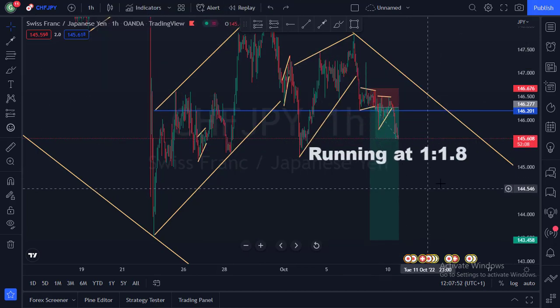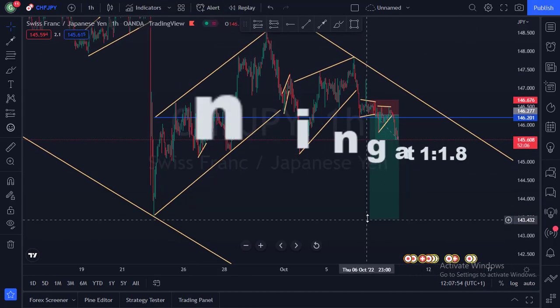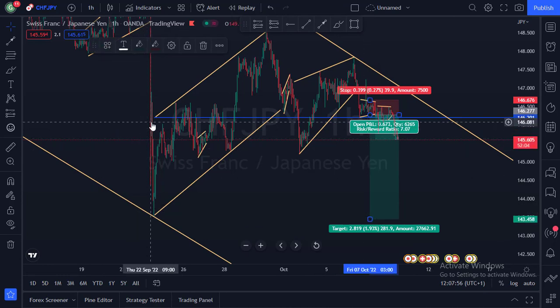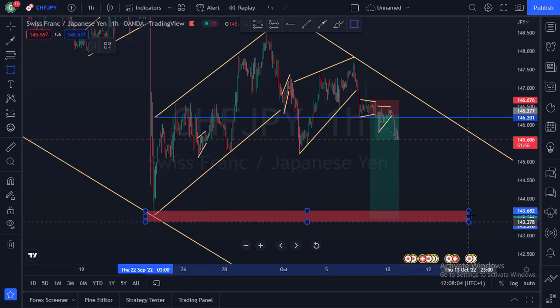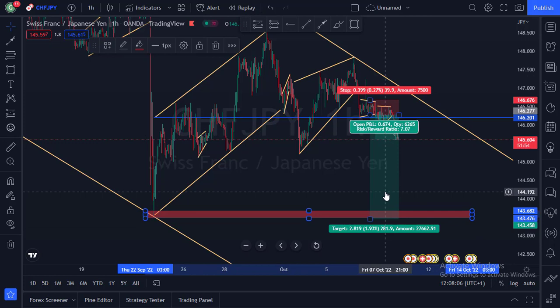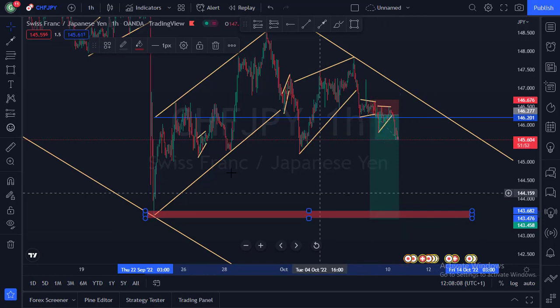Okay, so this is one trade I'm in. Now the target is right here. Let me show you that quickly. The target is right here. If I can hold the trade to this point, I'll make 6 or 7% from this trade.